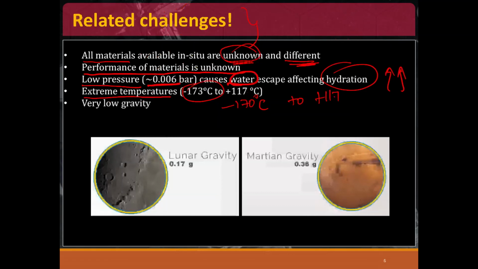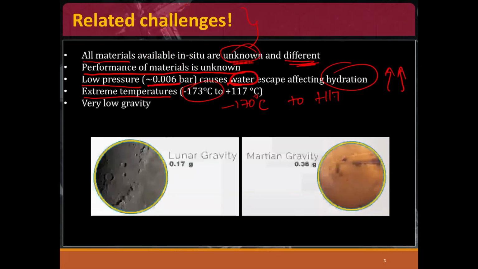It will damage the concrete. And we cannot ignore the fact that the gravity is very low in outer space. For example, on the surface of the Moon, the gravity is 0.17 times the gravity on Earth, and on the surface of Mars, the Martian gravity is 0.38 times that on the surface of the Earth. So basically the gravity is very low. This can be challenging as well.